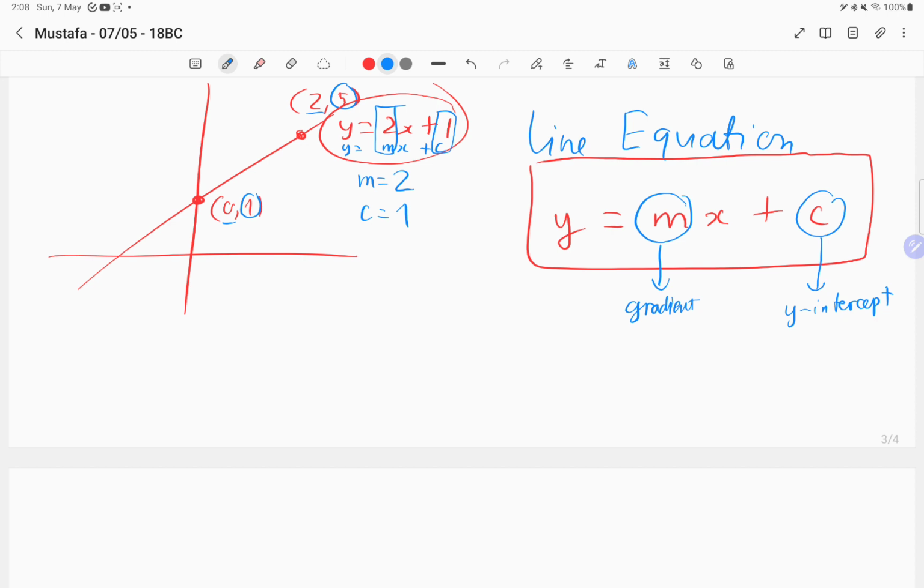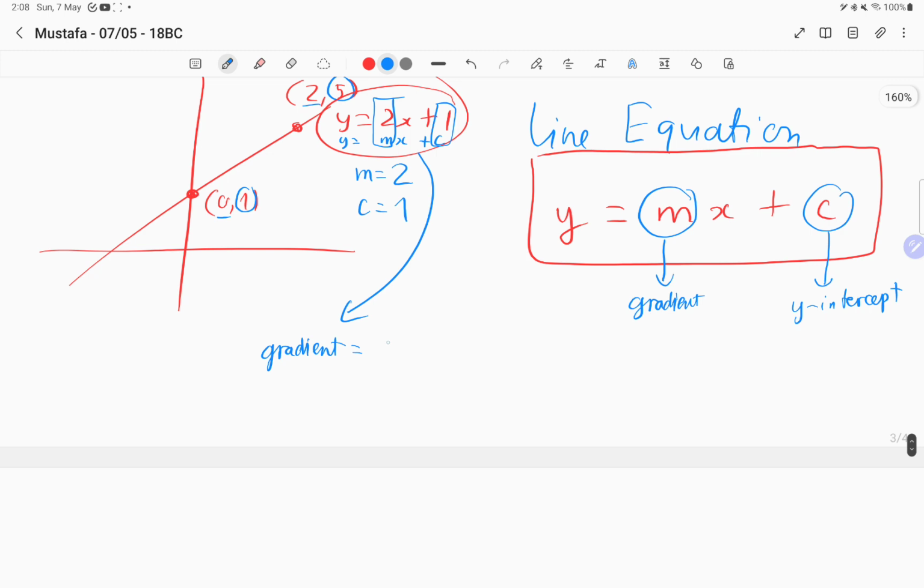So if you look at that equation, what's the gradient of the equation of the line? You don't even need the rise over run. It's y equals mx plus c, 2x plus 1. So what's the gradient? 2. What's the y-intercept? It's 1.